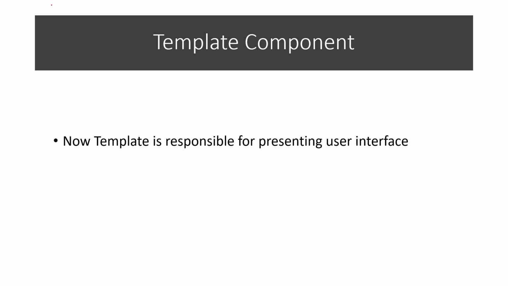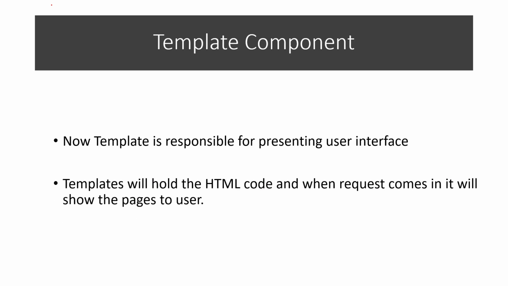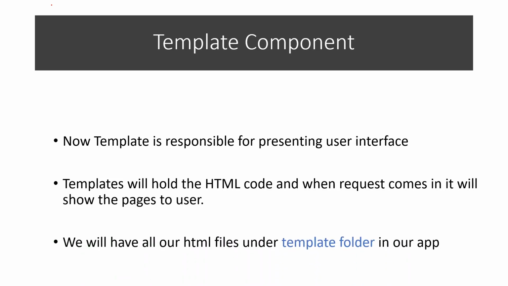Now let's see about the template component. Template component will have the HTML code to show up in our web pages. Template is nothing but HTML files. It is responsible for presenting data to the user and getting data values from the user. Template will hold the HTML code, and when requests come in, it will show the pages to the user. We will have all our HTML files under the template folder in our application.